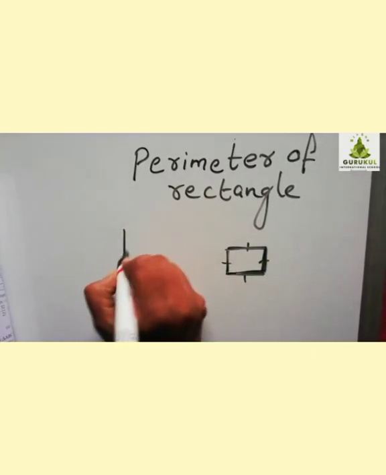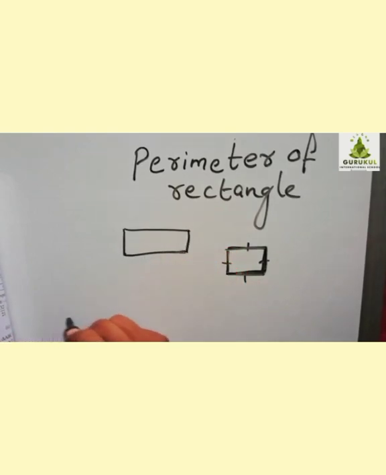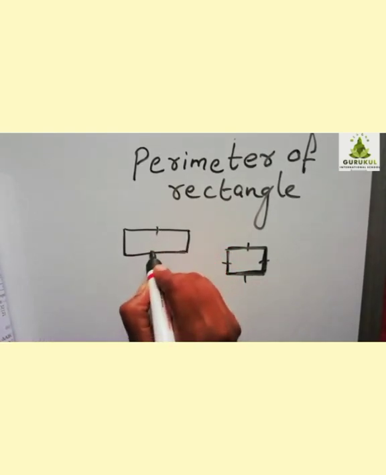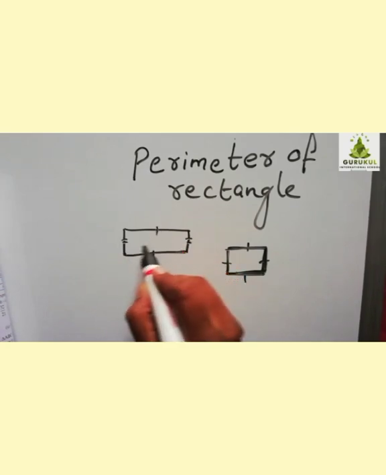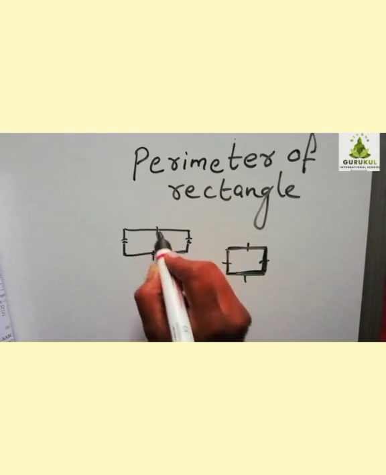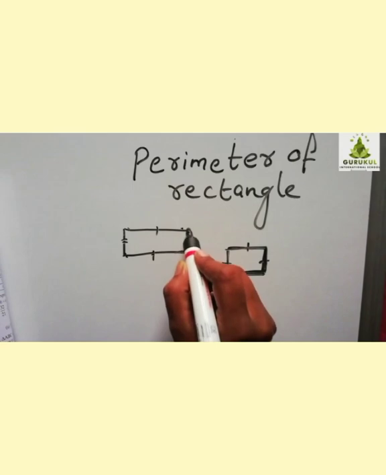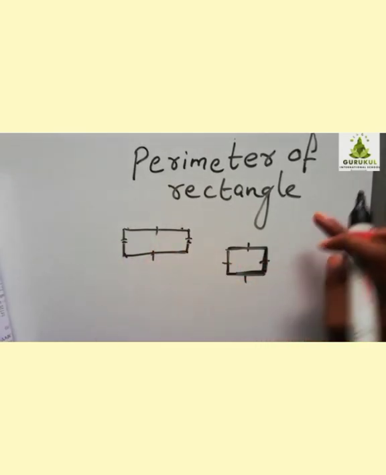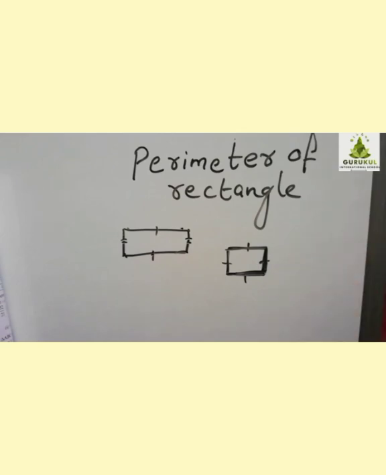If it is a rectangle, the length is more than the breadth. Now how many sides are there for a rectangle? 1, 2, 3, 4. Now see, opposite sides of a rectangle are equal. These two sides will be equal. So add all the sides: this length plus this side plus this side plus this side. That is the formula for the perimeter of a rectangle.